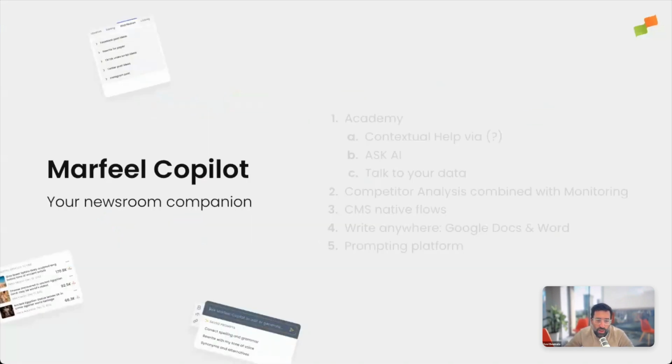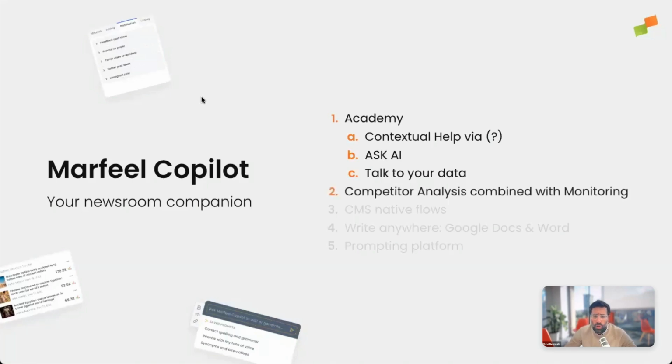In summary, on everything that we've seen today: there is contextual help via the Academy icon. You can ask anything to the AI using the Ask AI tab, and also you can talk to your data. The things that didn't work at the beginning, I think are working now. Also, you can run competitor analysis combined with monitoring to understand what you can improve and how you can frame your new content in the ideation phase.